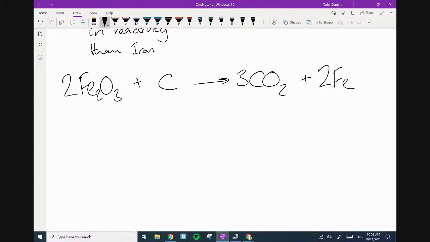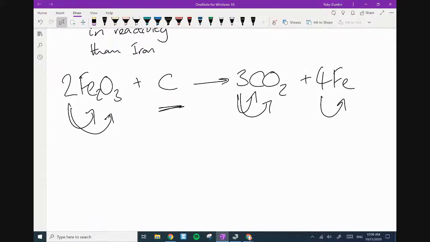Now what that means is I've changed the number of irons as well. So I've now got 2 times 2 irons, which is 4. So I need 4 irons over there. Now I've got 4 irons, 4 irons, 6 oxygens, 6 oxygens, 1 carbon, 3 carbons. So add a number 3 and I'm done.